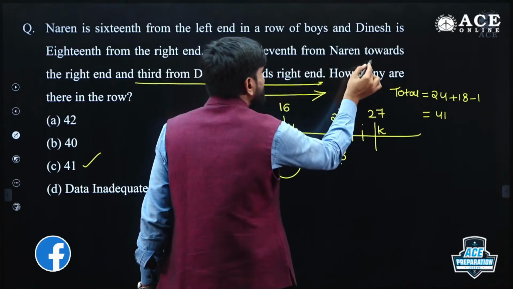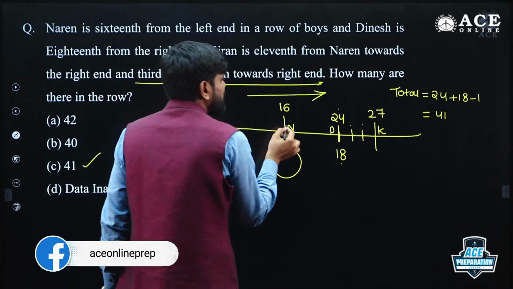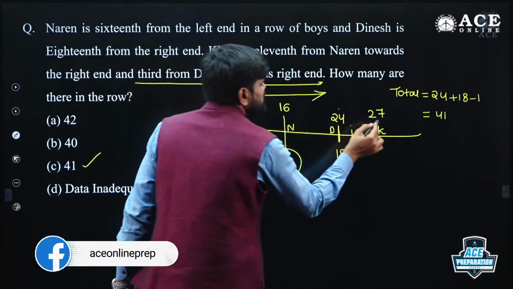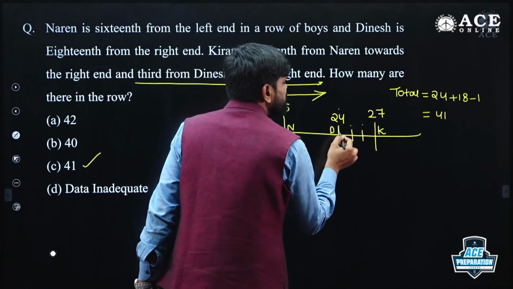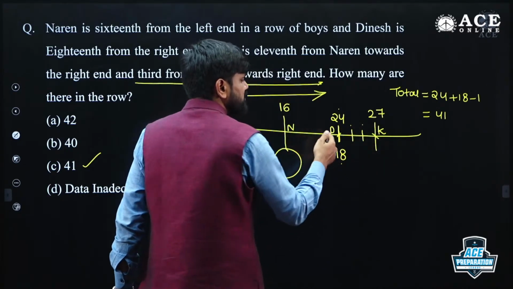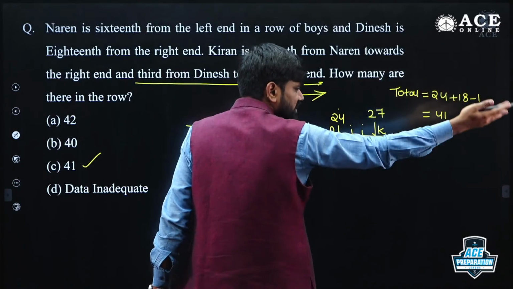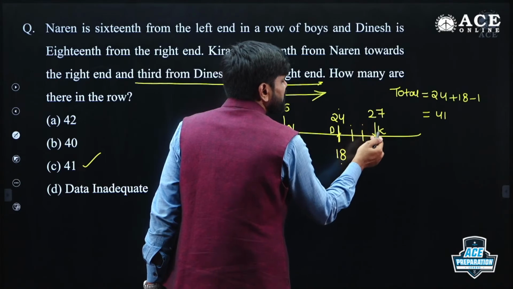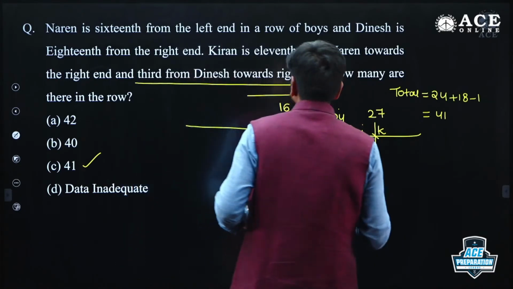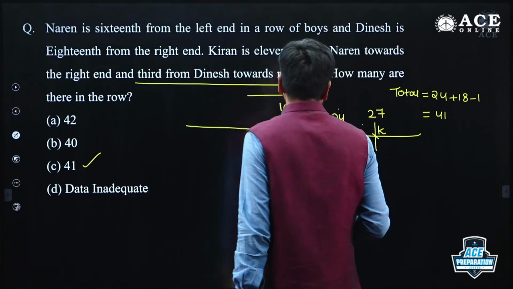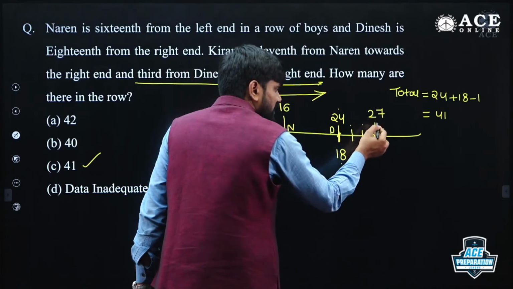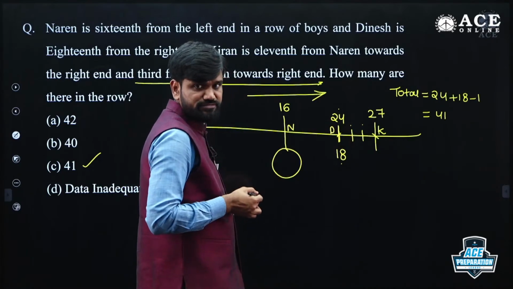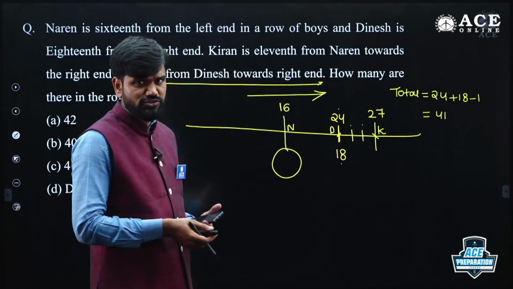Kiran is 11th from Naren. With respect to Naren, Kiran is 11th. And with respect to Dinesh, this person is third to the right. With respect to Dinesh, Kiran is right only. Dinesh is here, first, second, third, towards the right only. So, if Kiran is 3 places to the right of Dinesh, Dinesh will be 3 places to the left of Kiran. That is why I have already placed Kiran, and with respect to Kiran, I have placed Dinesh over here. That is correct only, there is no doubt in that.